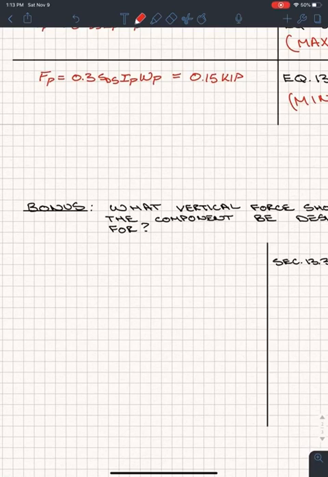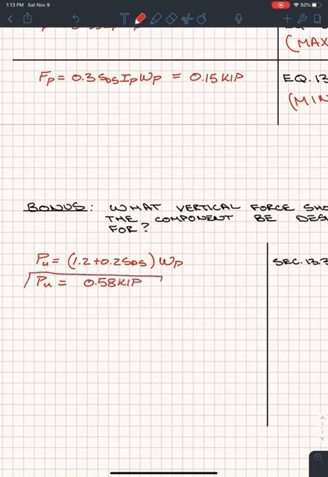So consider your worst case load combination. That force is going to be P sub U is equal to 1.2 plus 0.2 SDS times your dead load. In this case, it's really just W sub P, your seismic weight. And then P sub U ends up coming out to 0.58 kips. Okay?